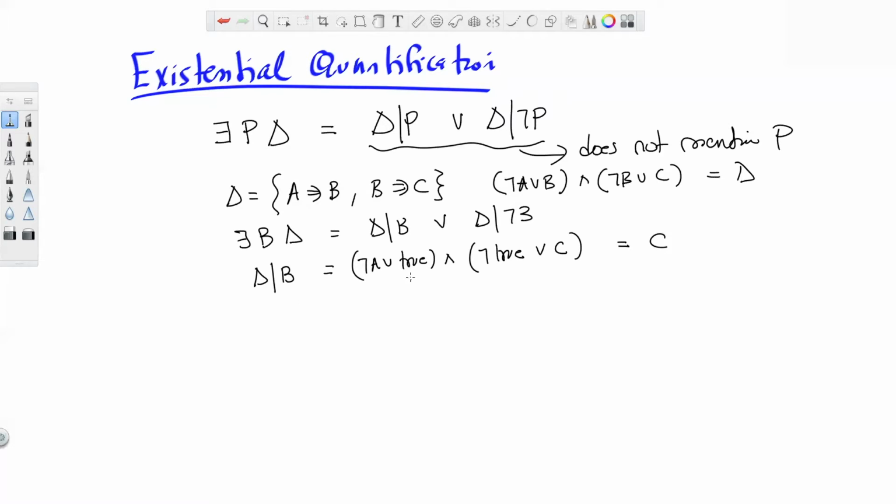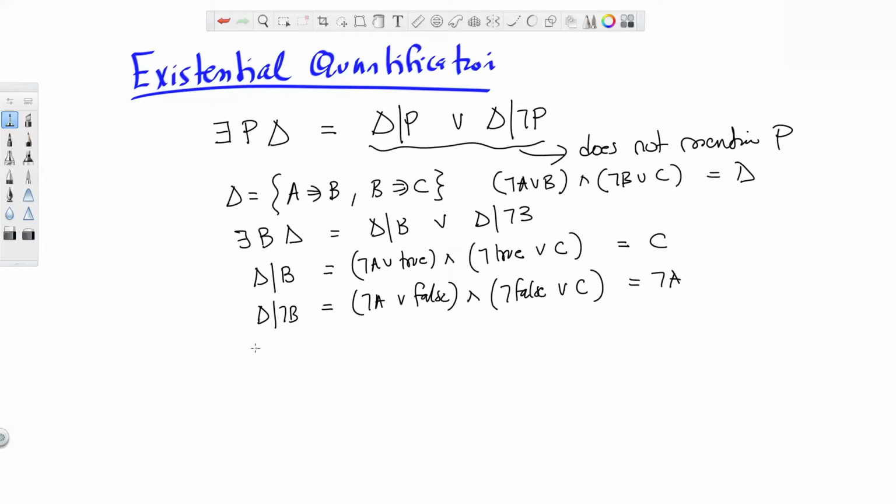Because true or something is true, and this is false or C, that's C, and then C and true is just C. So if we do this guy here, and now I'm going to get not A or false, and not false or C. And what does this simplify to in this particular case? What does this delta given not B simplify to? So that I can put the two together. Okay, and people are saying that that's not A.